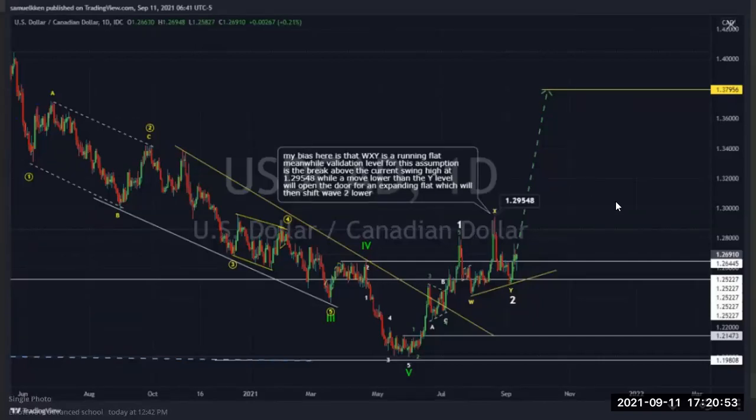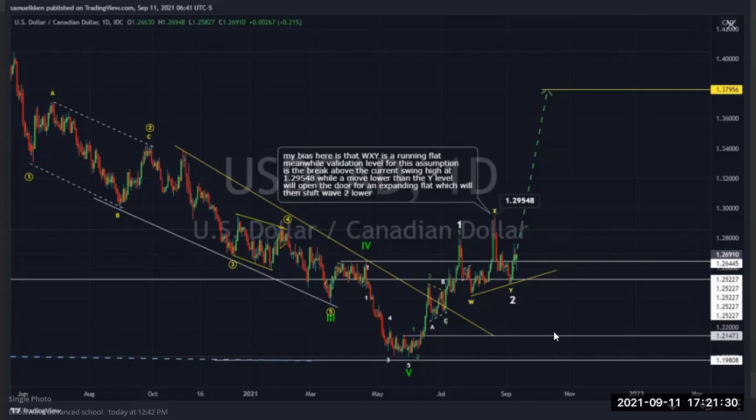USD CAD. My bias here is that WXY is a running flat. Meanwhile, the validation level for this assumption is the break above the current swing high at 1.29548, while a move lower than the Y level opens the door for an expanding flat, in which case we shift wave 2 lower. So I wrote this so that whoever has the chart will read what I'm trying to say.